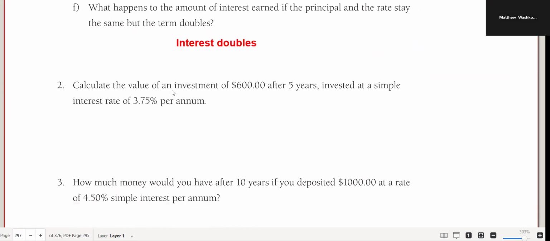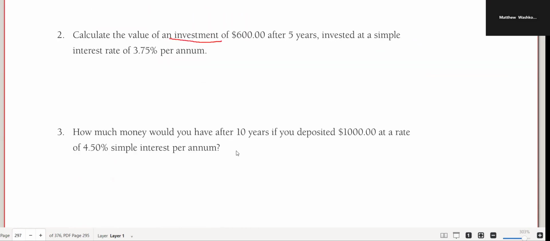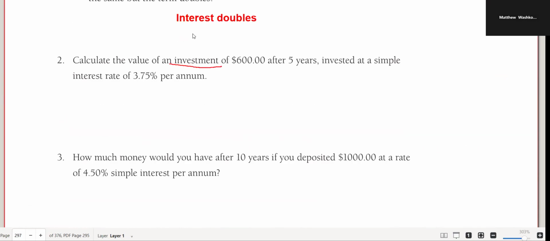Now for question 2, you want to calculate the value of an investment after 600 years. I will throw in the answers here for question 2 and 3 in a second. So 3, 2, 1. Now for question 2, it should be $712.50, right? It's the investment. There's $112.50 of interest. Add the $600 of your principal in there. Now you get the investment.